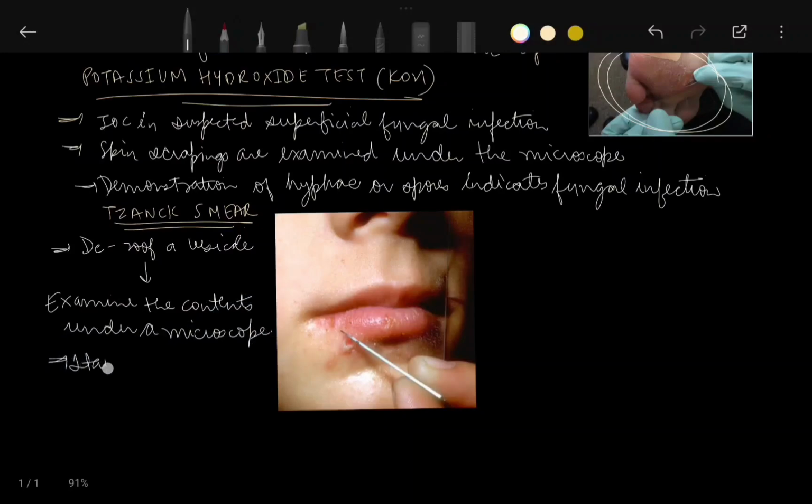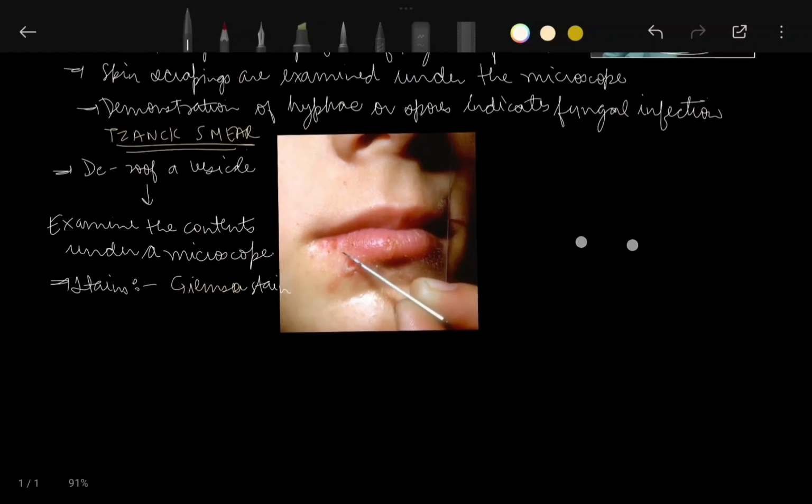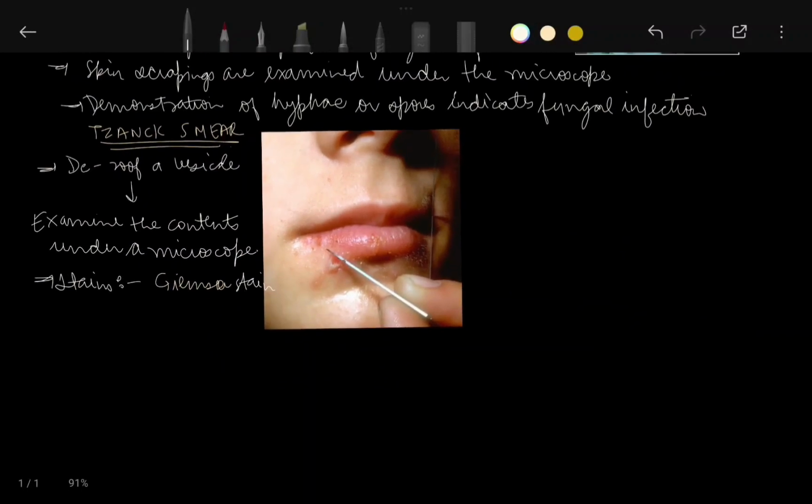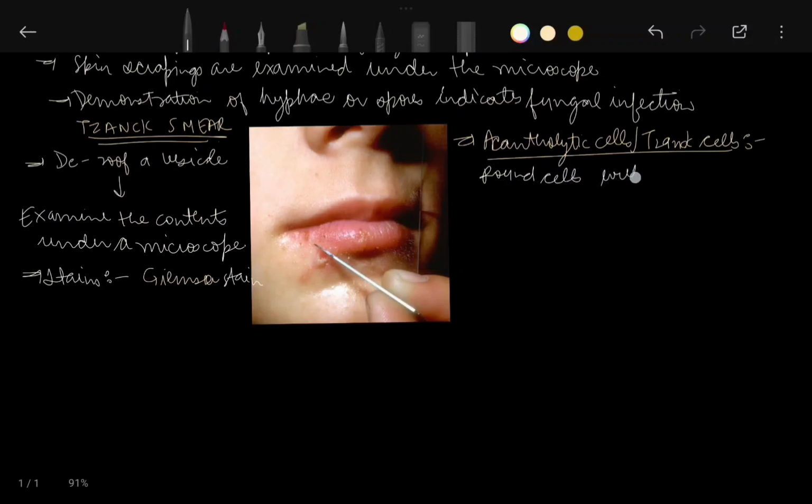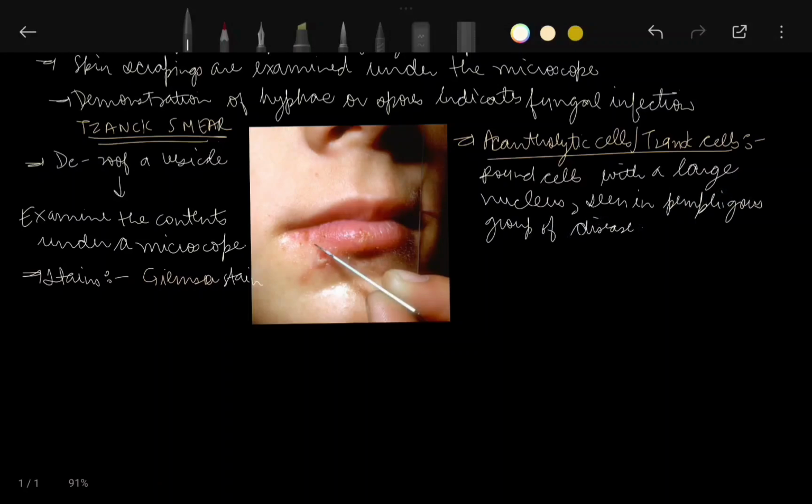Now, what are the stains used? The stain used in this case is Giemsa stain. Now, what are the acantholytic cells or Tzanck cells? These are the round cells with a large nucleus seen in the pemphigus group of diseases.